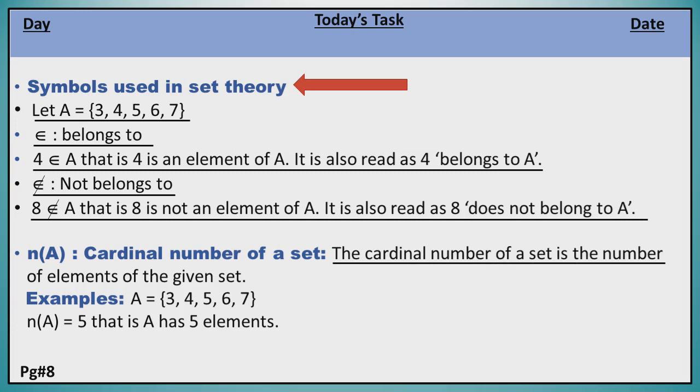Cardinal number of a set. Dear students, the cardinal number of a set is the number of elements of the given set. Dear students, cardinal number हमारे पास number of elements of given sets हैं. For example, A is equal to 3, 4, 5, 6 and 7. There are 5 elements in set A. So the cardinal number of set A is 5. That is, A has 5 elements. Highlight the main points on your textbook.